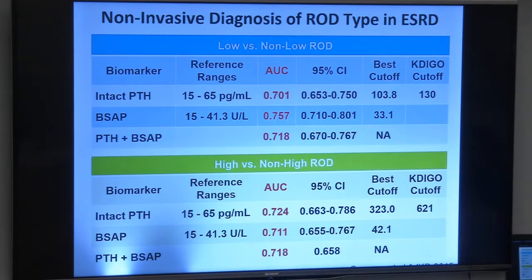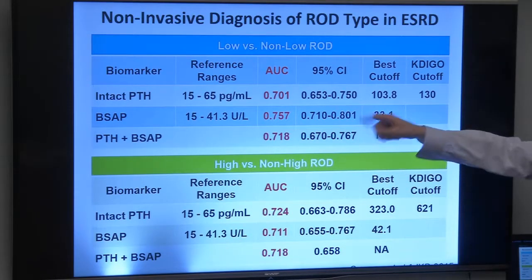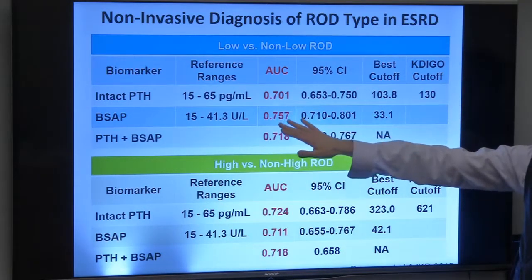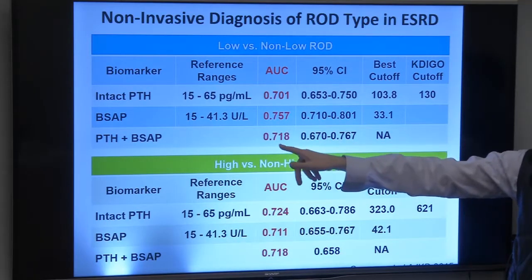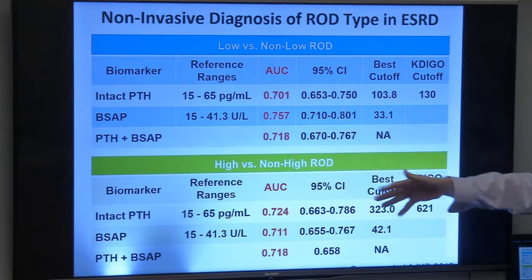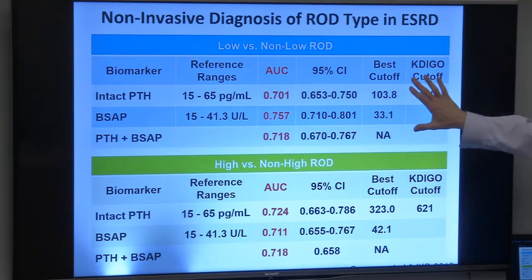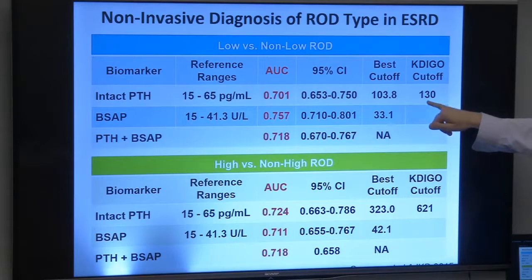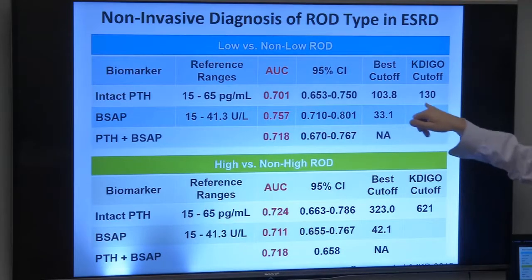So the AUCs for these biomarkers are okay. I mean, they're not great. So in terms of differentiating low from non-low, for PTH it's 0.7, BSAP 0.75, and when you combine the two, it doesn't give you any added benefit. Okay, the cutoffs for these biomarkers for low versus non-low, the best cutoff was about 103 and 33 for PTH and BSAP, and the KDIGO cutoff, if your intact PTH assay has an upper limit of normal for low versus non-low, was 130. So not too far off.